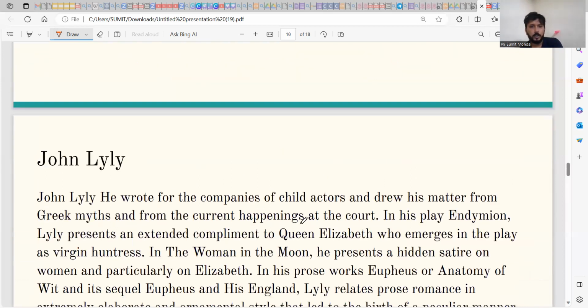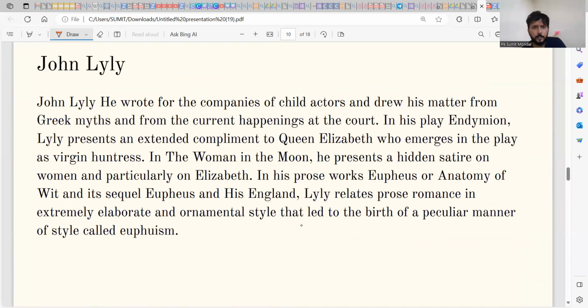Okay. John Lyly wrote for the companies of child actors, which was basically a private company, and drew his matter from Greek myths. The content developed from Roman, Greek or early myths, that you can find also in Shakespearean writing. Okay, a very important play is Endymion. It was basically about the Greek myth, but somehow complimentary to Queen Elizabeth. Queen Elizabeth was shown as a virgin huntress.